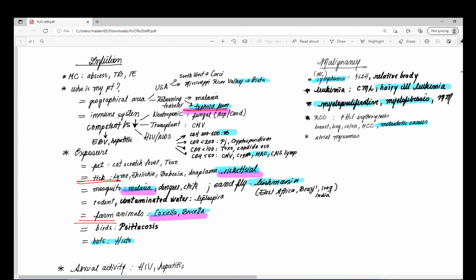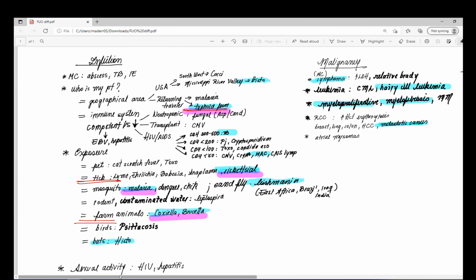In terms of exposure, I think that's something that we can learn for future cases. If we have fever of unknown origin, we want to know: are there pets, are there ticks, the seasons of the year. Our patient was coming in the spring, and he did travel along the northeast portion of the U.S. Was there any mosquito bite, any rodents, any farm animals, birds, and bats?